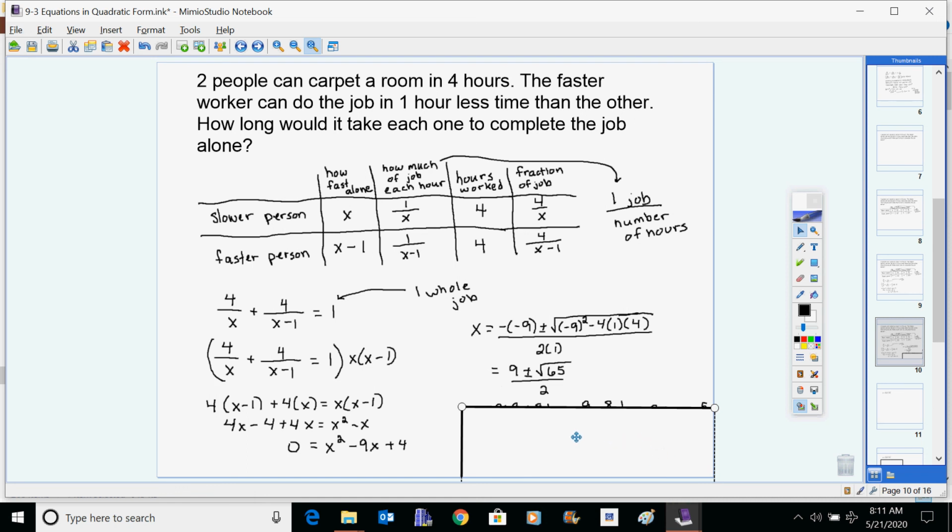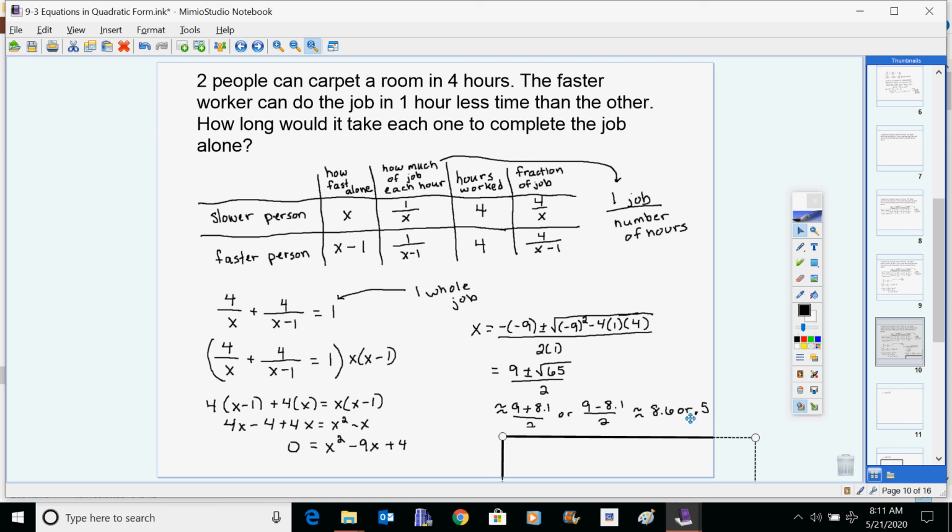But because it's a word problem, this is not going to be very useful. We want to know how much time this person would spend if they did it all by themselves, and how much time this one would spend if they did it all by themselves. So we need to break it down into its approximates. The square root of 65 is about 8.1. So I need to add 8.1, and I need to subtract 8.1. So the slower person will take either about 8.6 hours or about half an hour.